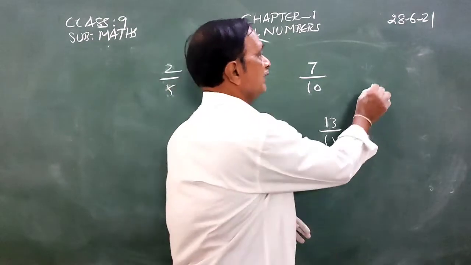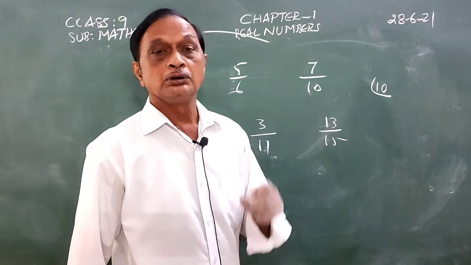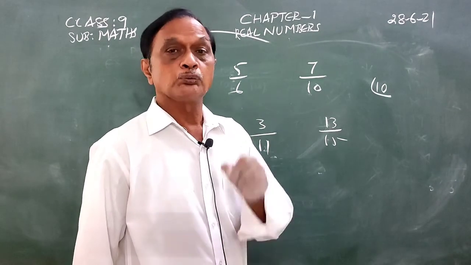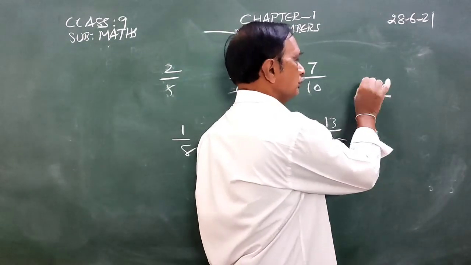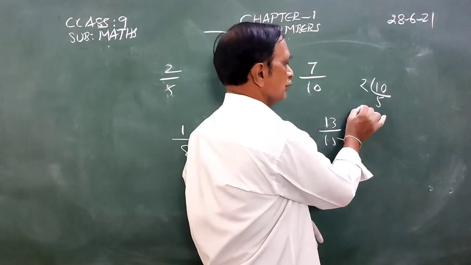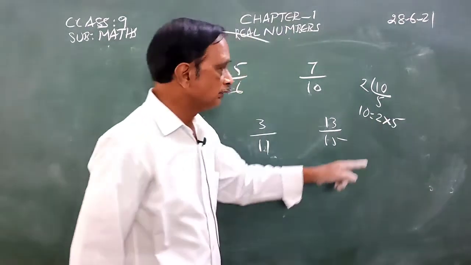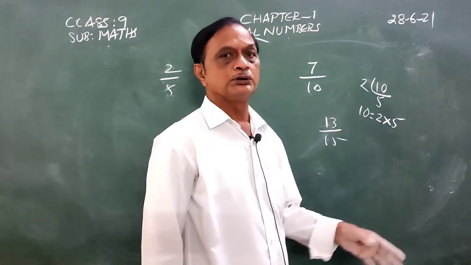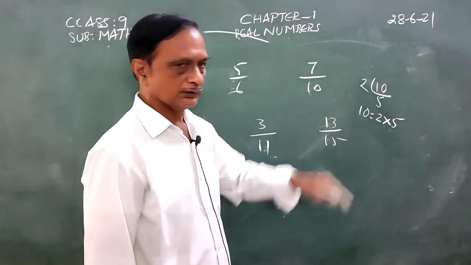What are the prime factors of 10? First of all, you have to prime factorize 10. You have to divide 10 by a prime number, as you want to write 10 as a product of primes. What is the first prime number? 2. Can we divide 10 by 2? Yes, 2 fives are 10. So 10 can be written as the product of primes as 2 into 5. Here 2 and 5 are the prime factors of 10.